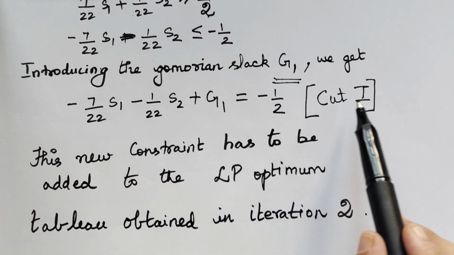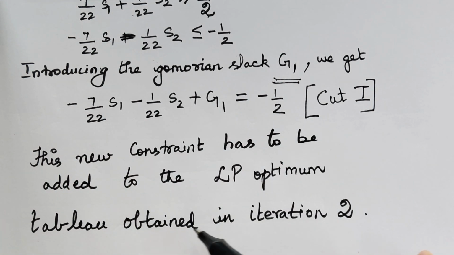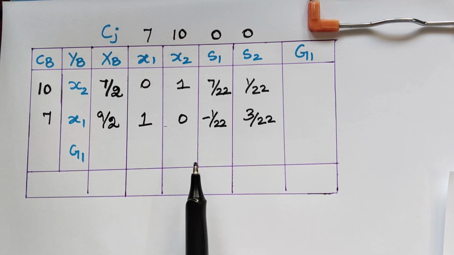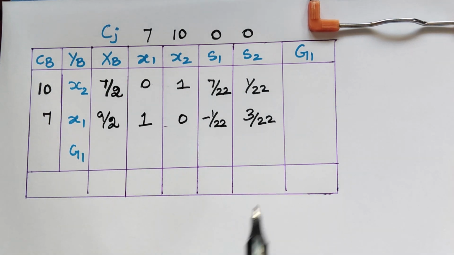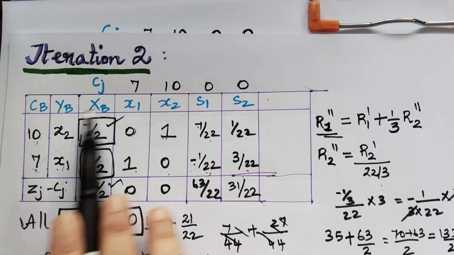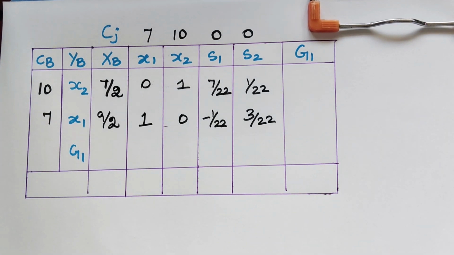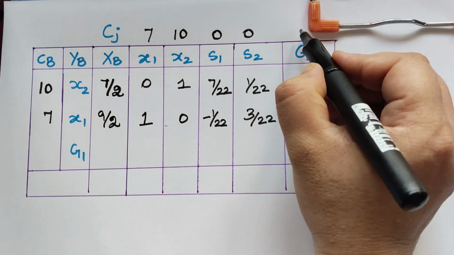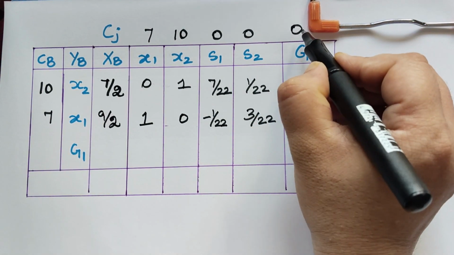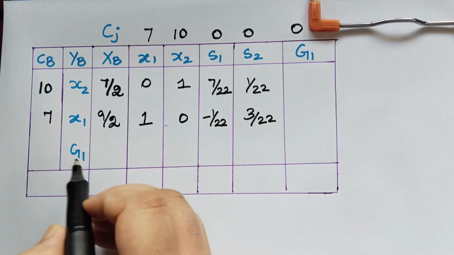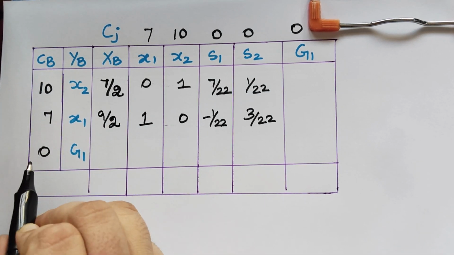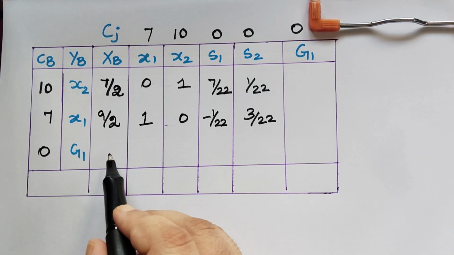Now we are going to add this constraint to the LP optimum table that we obtained in iteration 2. So I have taken the table from iteration 2 and written it here as it is. If you see, all these values remain the same. The only difference is I have added a new Gomorian constraint g1. And what will be the cost of this g1? It will be 0 in the objective function because it is a slack. And in the cost column also, initially we have to write 0. After this, we have to fill the rest.